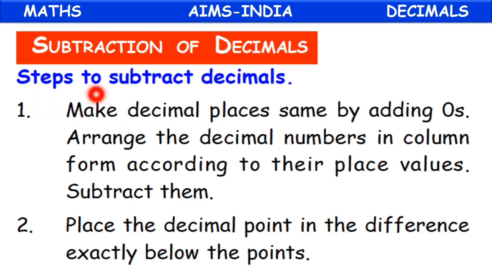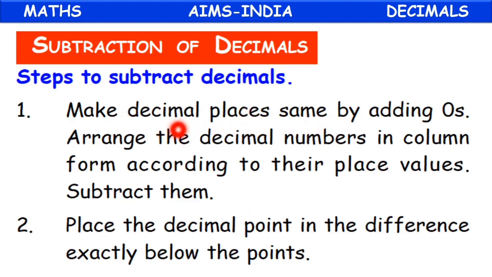Now coming to the subtraction of decimals. Steps to subtract decimals. Make decimal places same by adding zeros. Arrange the decimal numbers in column form according to their place values and then subtract them. Place the decimal point in the difference exactly below the points. Again for subtraction as well, the first step is the same. We have to make the decimal places same.